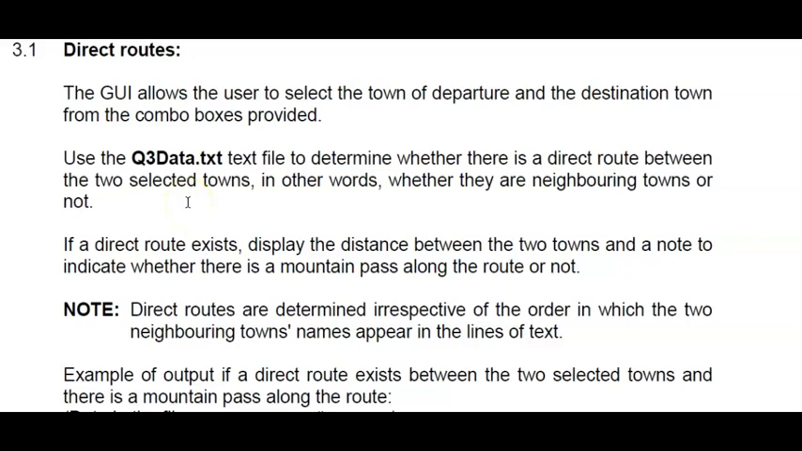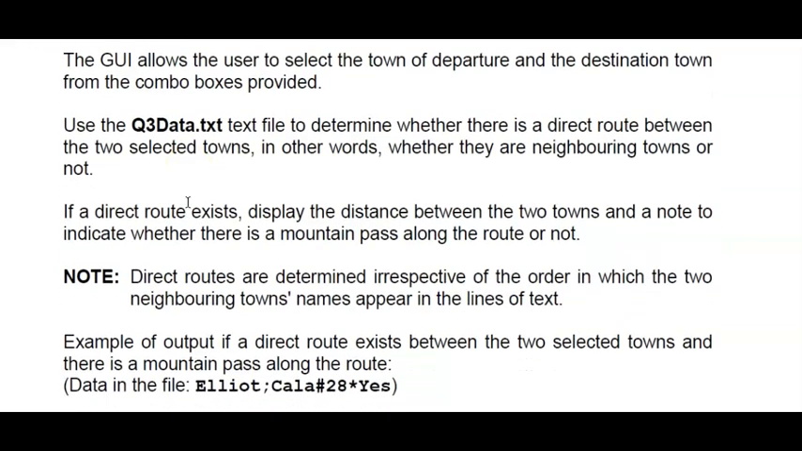I'm going to use my arrays, and this is what you need to accomplish. They're going to select the departure and destination from the combo box, and you have to determine if there is a direct path, and if there is, you need to display the distance between the two towns as well as indicate whether there was a mountain pass or not. So press pause and try it yourself. I will show you some output just now.